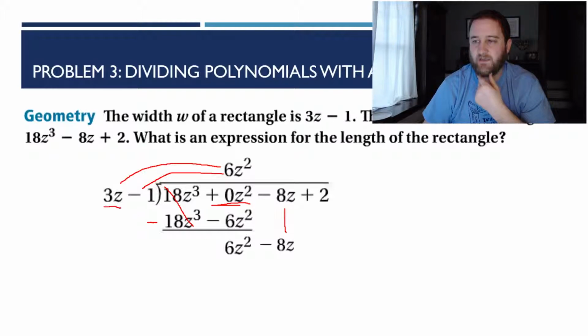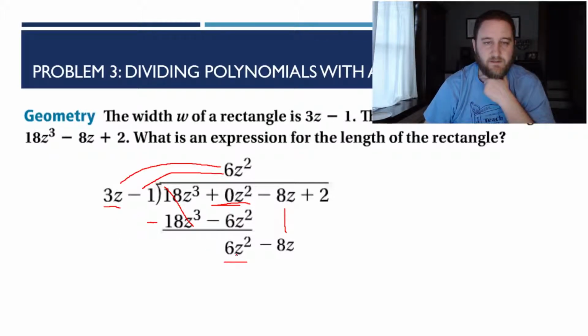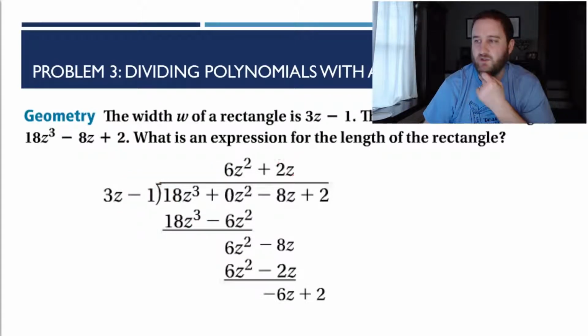Now I want to see how many times 3z goes into 6z squared. 3 goes into 6 twice, z goes into z squared z times. So the next term we're going to add is 2z up here.